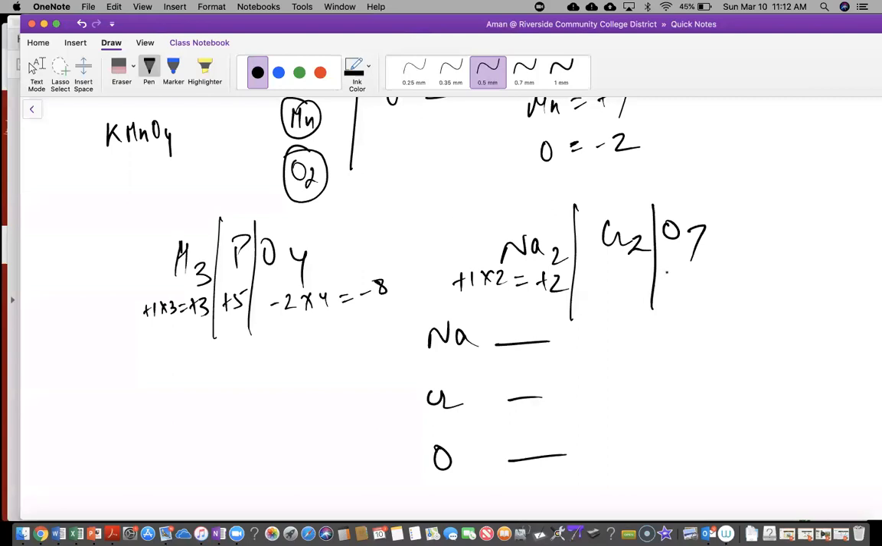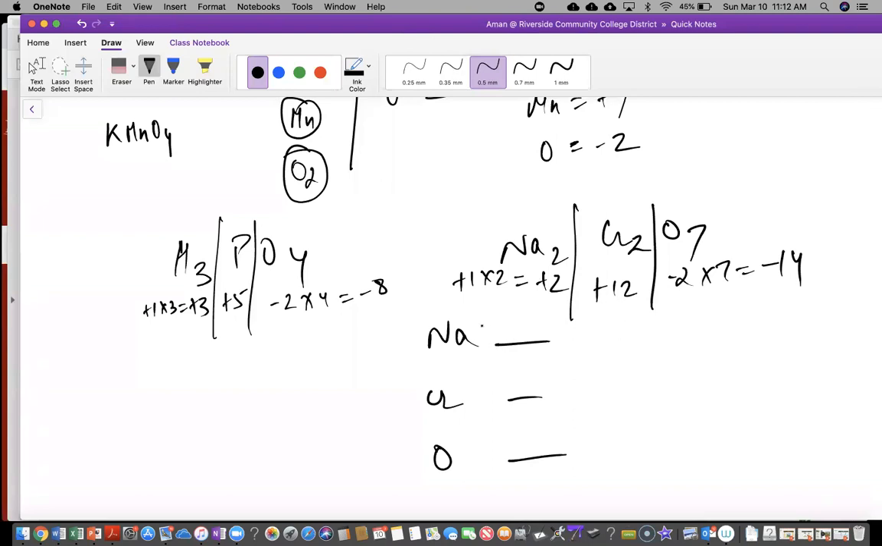So oxygen is what charge? -2. And there are 7 of them, so it's -14. So what charge is chromium? +12. Is that right? Yeah, +12, because +12 plus 2 is +14, and this is -14, right? Okay. So tell me what the answers are.